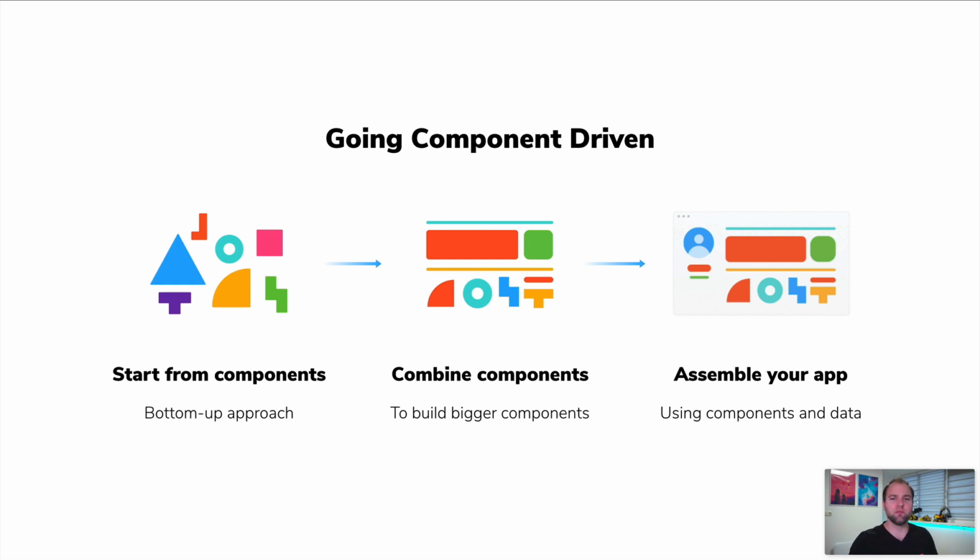All right, so going component driven means that you start by building these components in a bottom-up approach. Then you combine these components to form bigger components. So let me say very clearly that it is not the idea of Storybook to only be building small components, say a button or some toggle or some other kind of very small thing. No. The idea is that you use these components to build up bigger components.